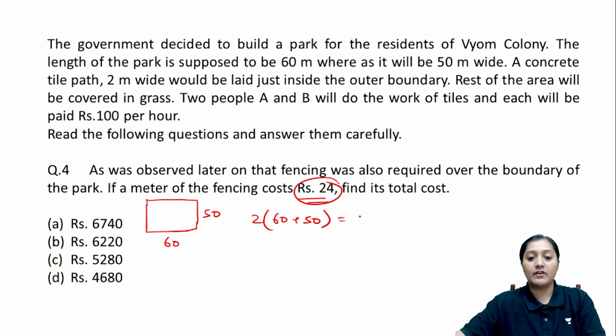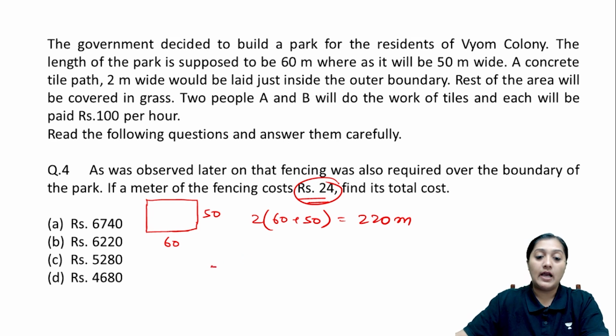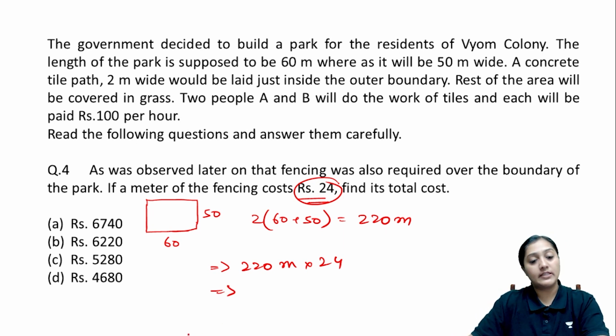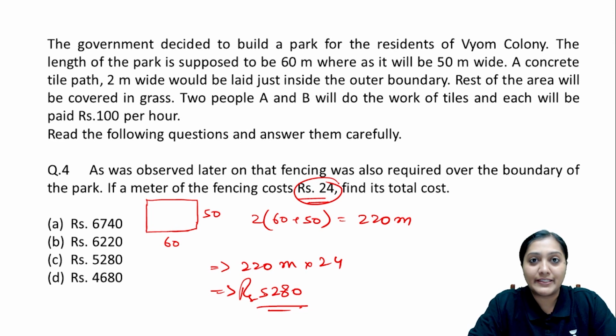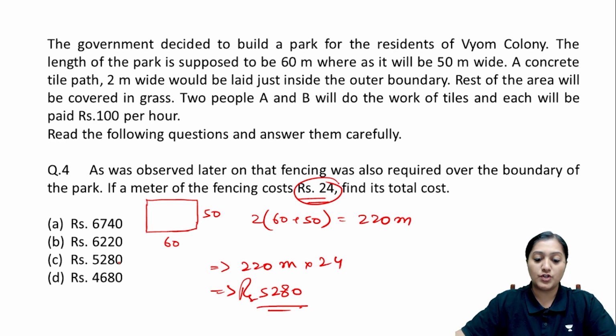Okay, so that's going to give me 220 meter, since it's the perimeter, and the cost would be 220 meter into 24 rupees. That's all. This will give me my answer. 22 into 24, that is all I need. So that would be 5280. I hope this is clear.